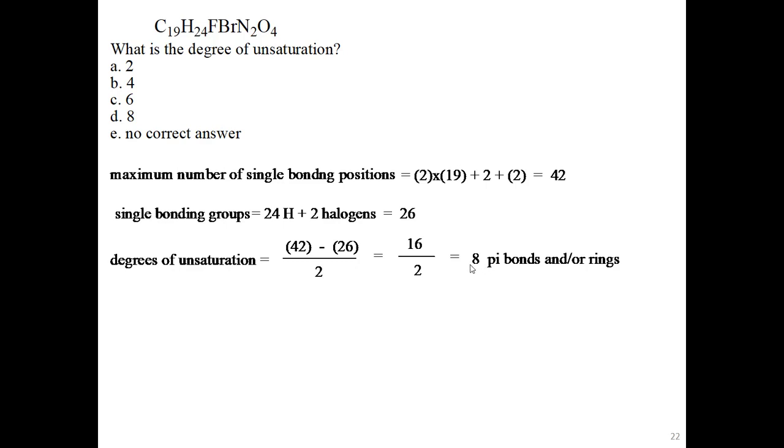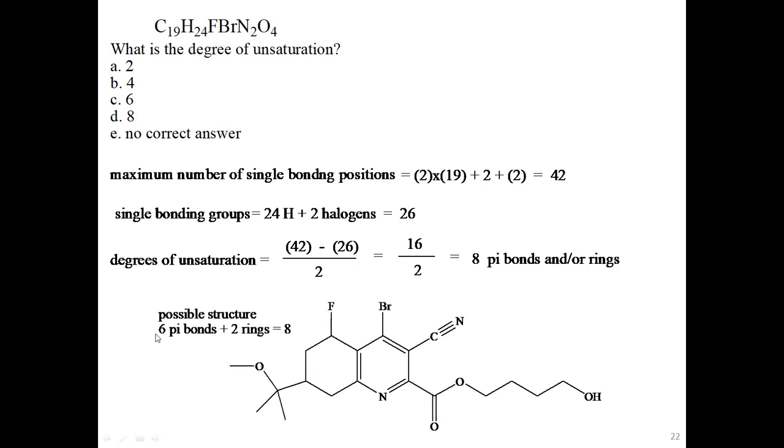Okay, but I just want to draw one just to see what it looks like. So I made up this structure here. Okay, so in this structure I have a ring, and I have a ring. So there's 2 rings. Pi bonds, I have a pi bond here, pi bond here, pi bond here. That's 3. I have 2 pi bonds here, 4, 5, and I have a pi bond here. That's 6. Okay, so that's our 8 degrees of unsaturation.